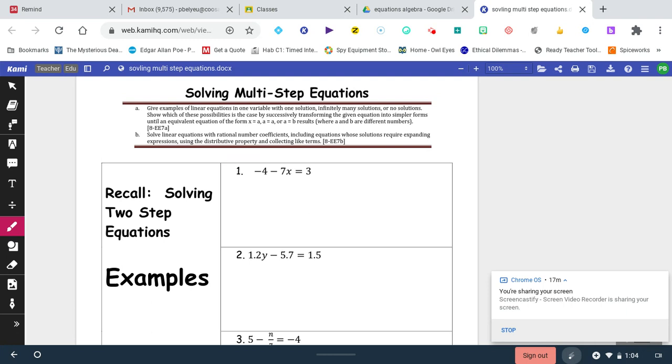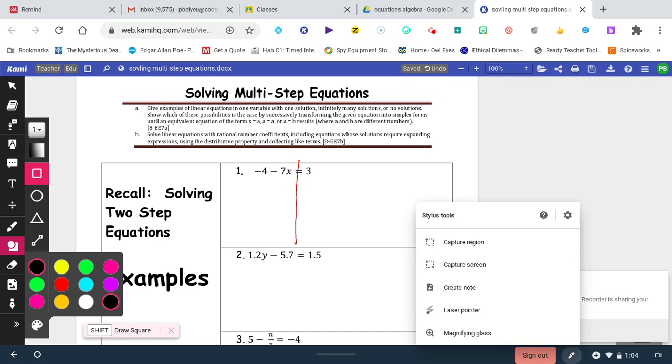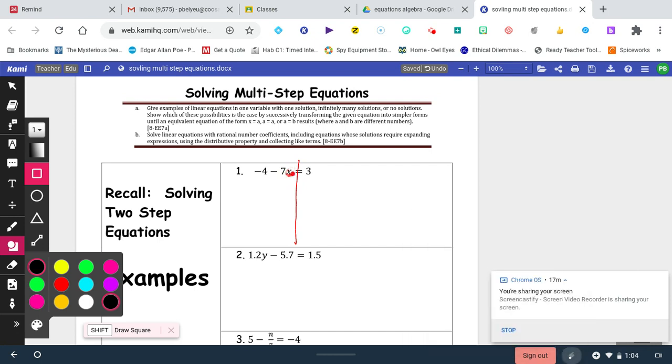All right, so here we go. Just a review. You should already know this. I like to put my line there. All right, now this is a two-step equation. So it's going to take 2 steps to get the x by itself. So I have to think about what 2 things on this left side are keeping me from having x by itself. Well, that would be -4 and -7.